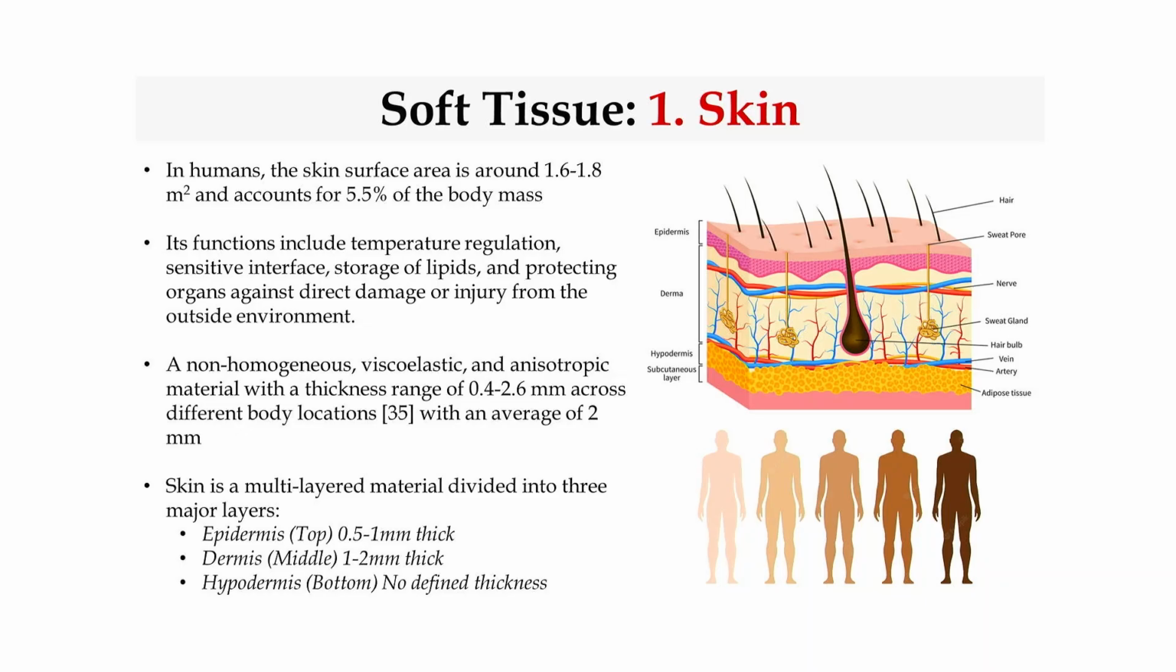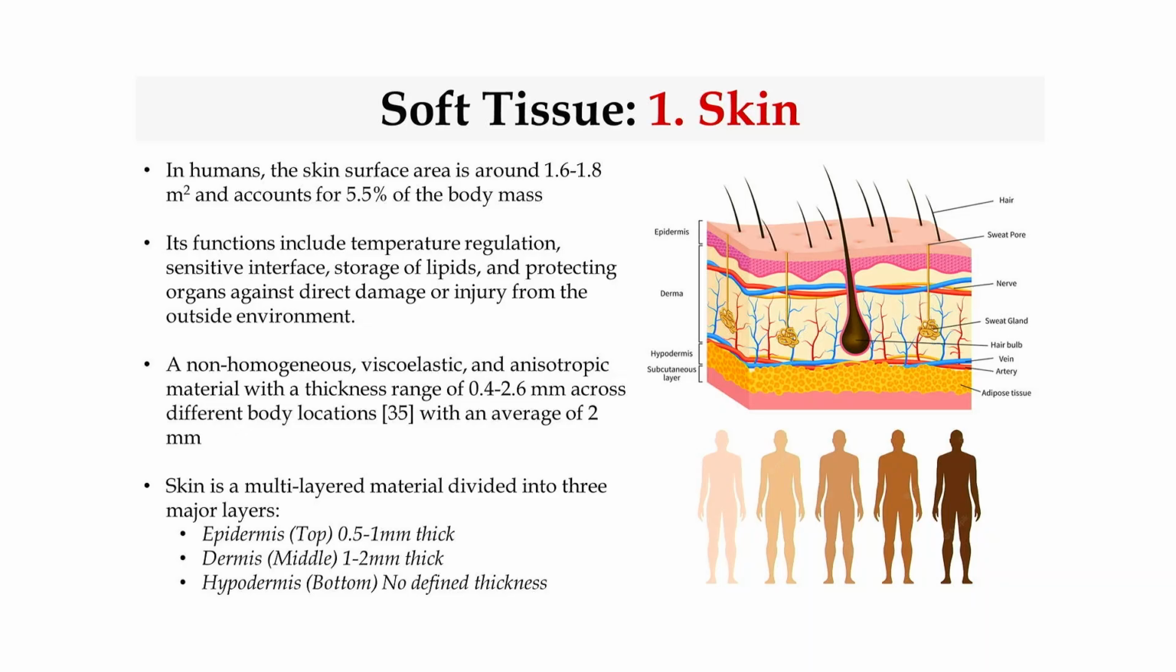Okay, its functions include temperature regulation, sensitive interface like feeling of touch or stimulus, storage of lipids, and protecting organs against direct damage or injury from the outer environment. So whenever there is an injury or there is an interpenetration or interaction with a foreign body or the environment, all our internal organs and tissues are covered with skin. So that is the first line of defense. Skin is basically the first line of defense against any kind of outer environment or interactions. Okay, so that's why skin should have the right properties to protect us, right?